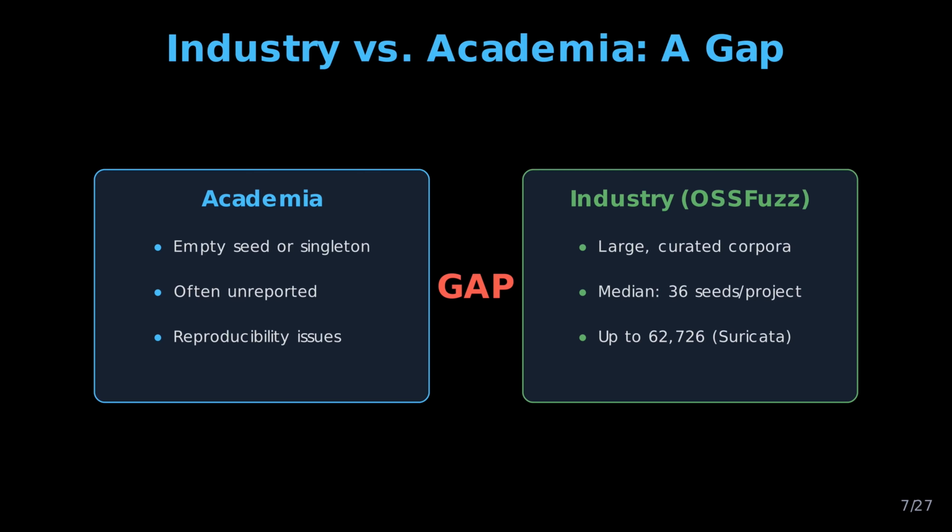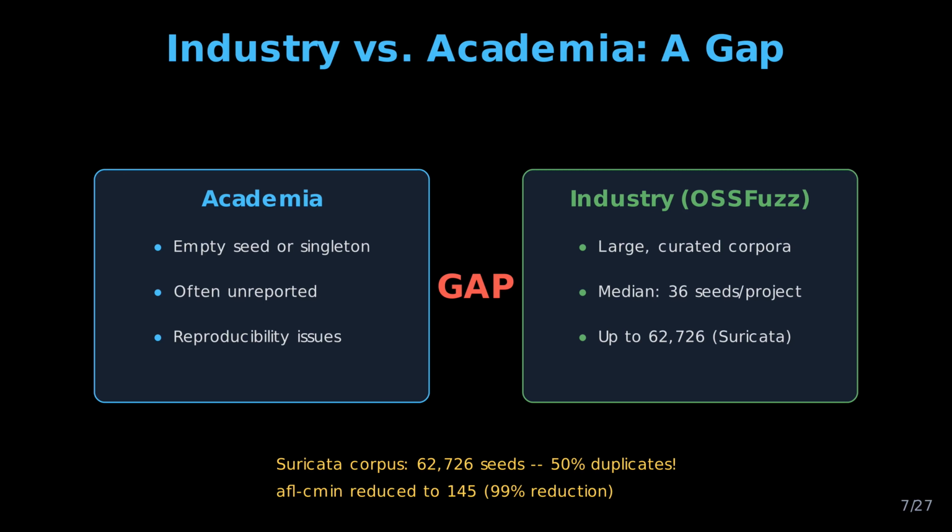But industrial deployments tell a very different story. Google's OSS-Fuzz service, for example, maintains seed corpora ranging from a single seed up to 62,000 seeds for the Suricata project. The median corpus size across OSS-Fuzz projects is 36 seeds, with more than half of the projects including over 100 seeds. But here's the thing. The authors looked at Suricata's 62,726 seeds more closely, and by removing duplicates, they got it down to about 31,000. And then by applying afl-cmin, AFL's corpus minimization tool, they reduced it further to just 145 seeds, which is a 99% reduction. All that redundancy in the original corpus was just wasting fuzzing cycles.